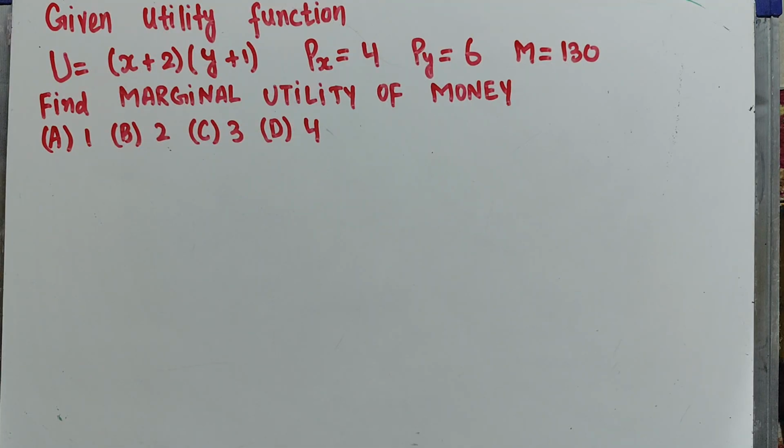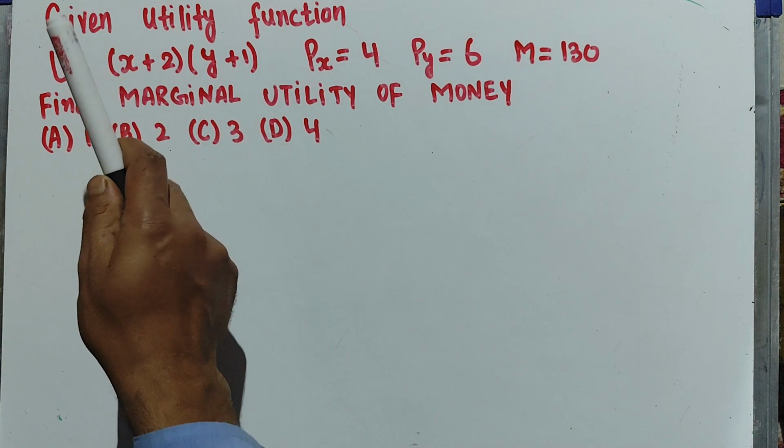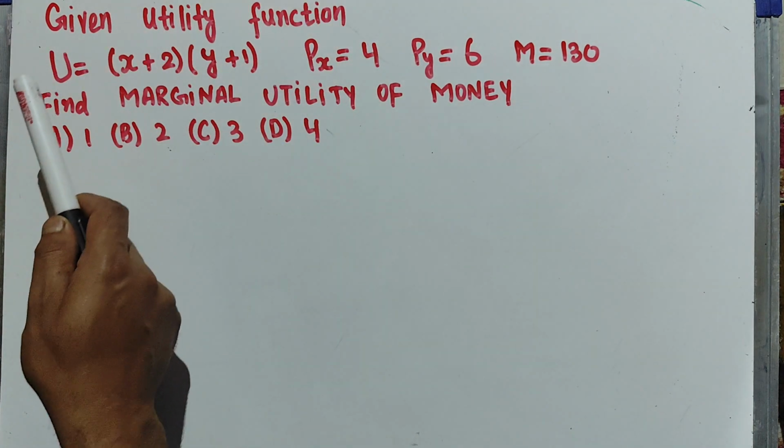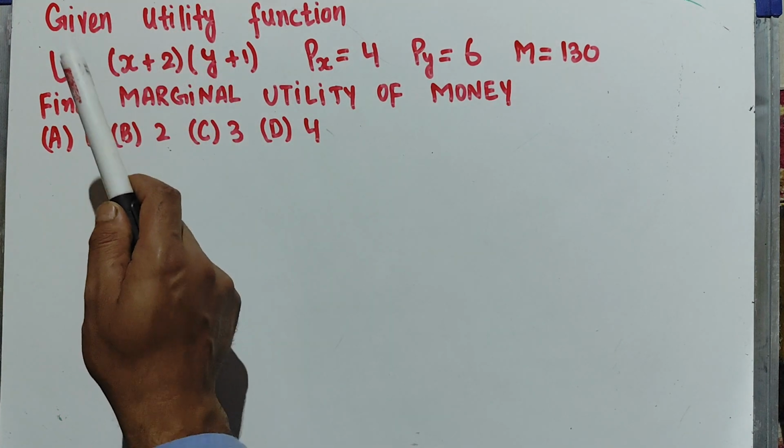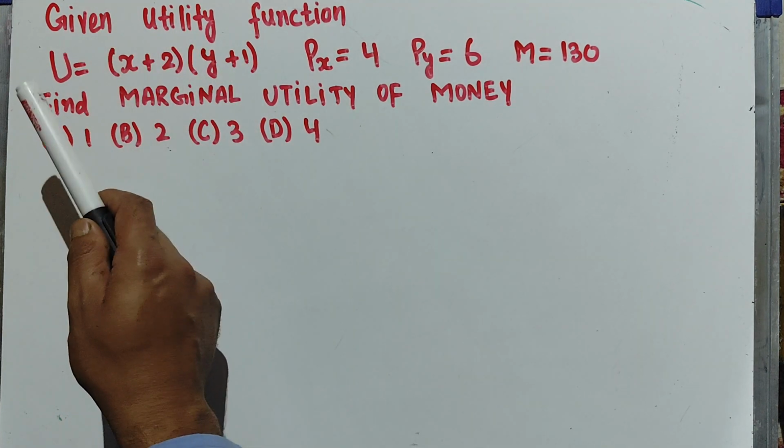In this video, we will learn how to find out the marginal utility of money from the given utility function and price of the two goods and the income of the consumer. The question is, given utility function is u is equal to (x plus 2) times (y plus 1), where x and y are the two goods consumed by the consumer.